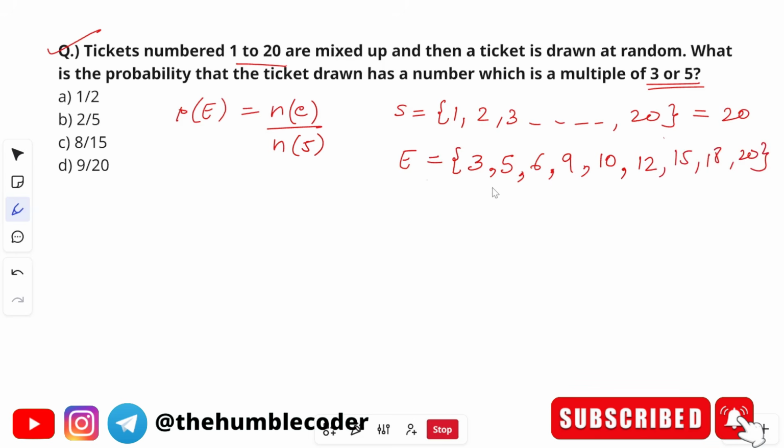Okay, event was what? That it should be a multiple of 3 or 5. So we have taken all the numbers from 1 to 20 which are multiples of 3 or 5, and we have got these numbers. Let's see the count of them. How many are there? 1, 2, 3, 4, 5, 6, 7, 8, and 9. So these are 9. So we will just simply do n of E, which means number of events, which is 9, and then n of S, which is 20. So this is what our probability is going to be, which is 9 by 20. So the correct answer for this question is option number D.